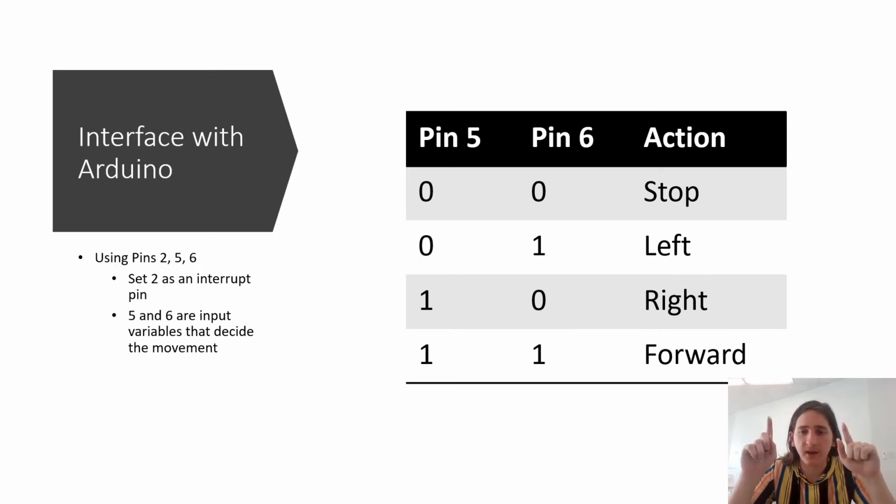I included stop instead of backwards because I figured that if an object was detected, it would be easier to stop the robot and make it skid back and forth, left and right, than it would be to have another dedicated pin just for the backward.